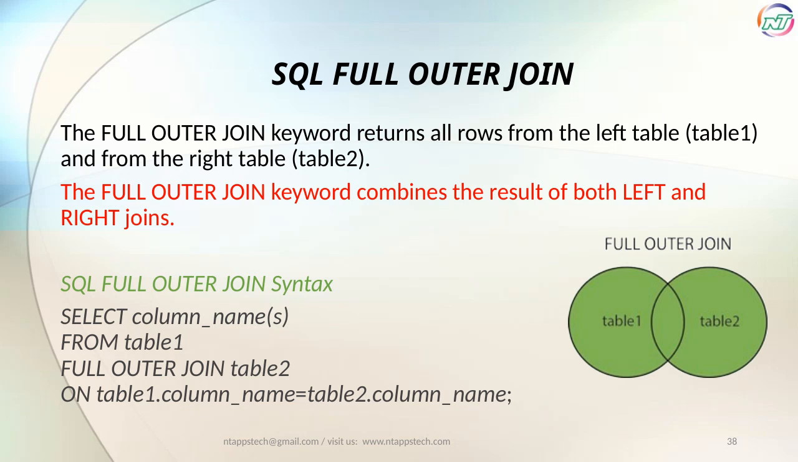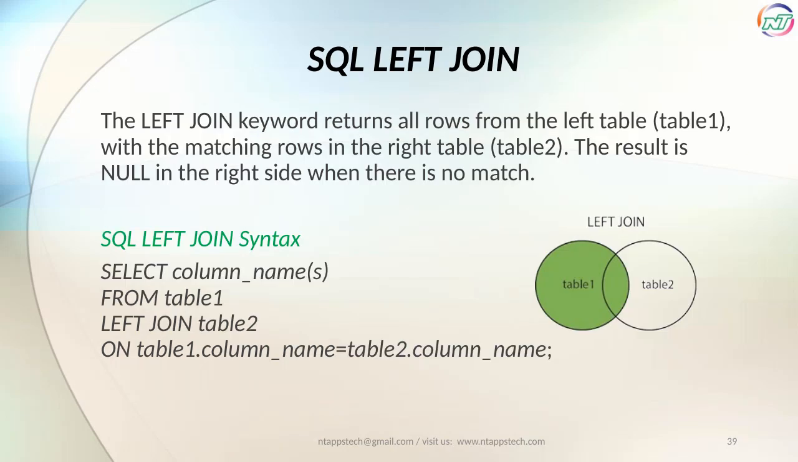You select columns from the first table, then use full outer join with the second table, specifying the condition where the columns are matched. The Venn diagram here illustrates this by showing both circles fully included, representing all rows from both tables, with the overlap indicating matched records. This join is useful when you want a complete view of records from both tables, regardless of whether matches exist.